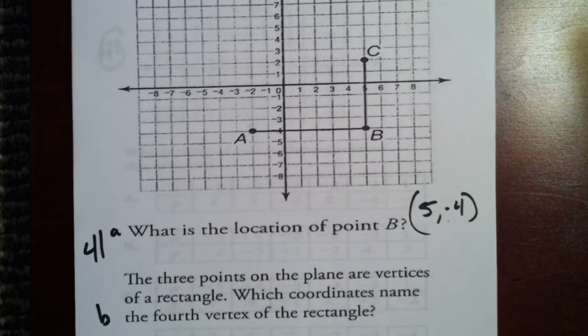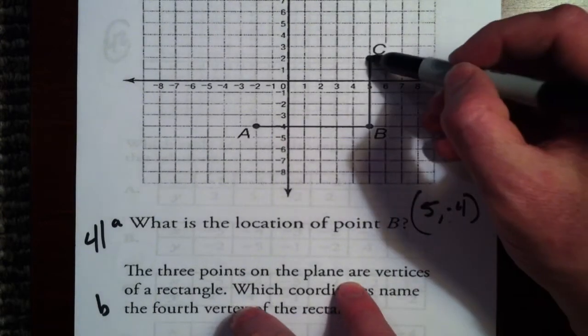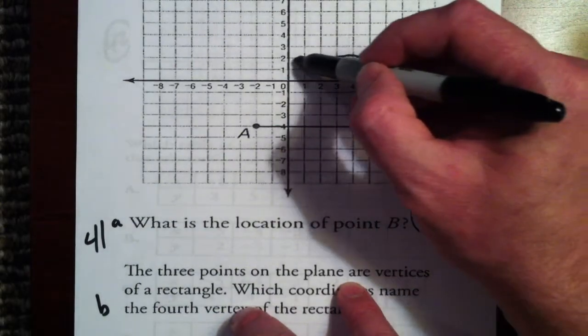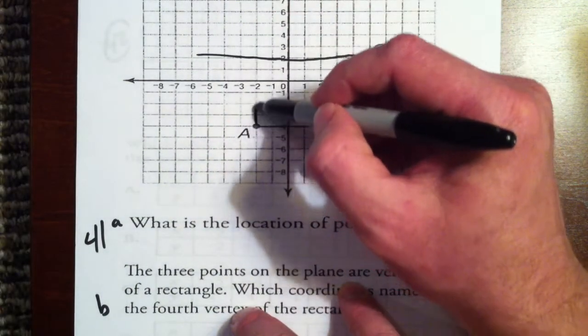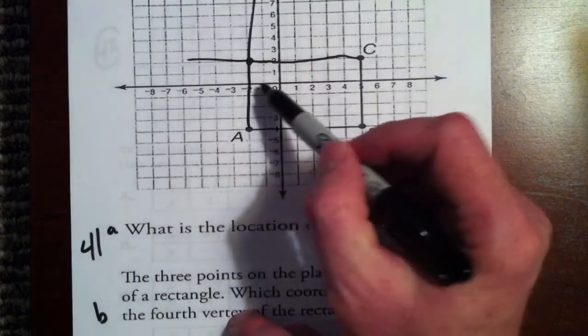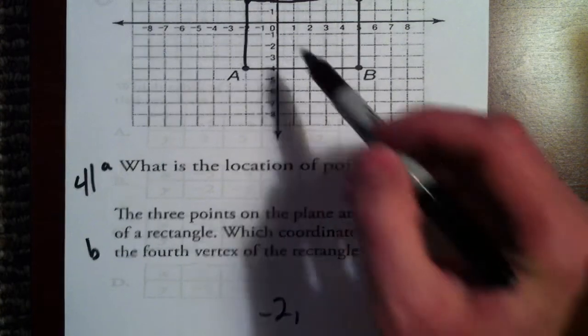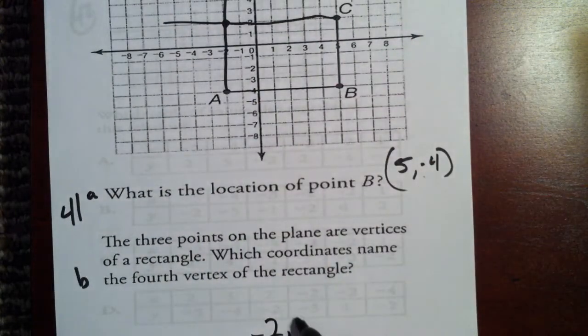Now, 3 points on the plane are vertices of a rectangle. A rectangle has 4 sides. Which coordinates name the fourth vertex? So I got to find the 4th point. Well, in order for us to have a full rectangle, I got to draw that out. And the vertex is going to be right there. That is at negative 2, comma, positive 2.